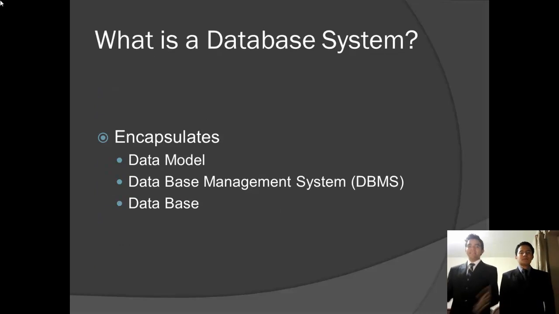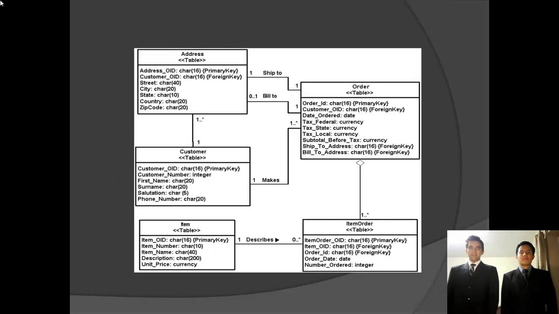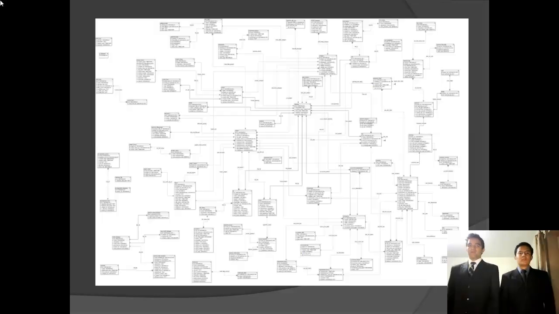Okay, now what is a database system? Database system is a term that is typically used to encapsulate the constructs of data model, database management system, and database. What is a data model? A data model is an abstract model that documents and organizes the business data for communication between team members and is used as a plan for developing applications, specifically how data are stored and accessed. There are different kinds of data models, from very simple models with a short diagram to extremely complex models. This is a big diagram and is complex to understand.